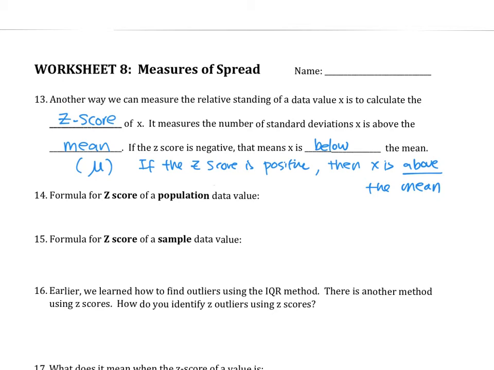So how do I calculate the z-score? Z-score is calculated by taking a number x, subtracting the mean, and dividing by the standard deviation. So that's a number x minus the mean, and I'm going to put the parentheses around, divided by the standard deviation.